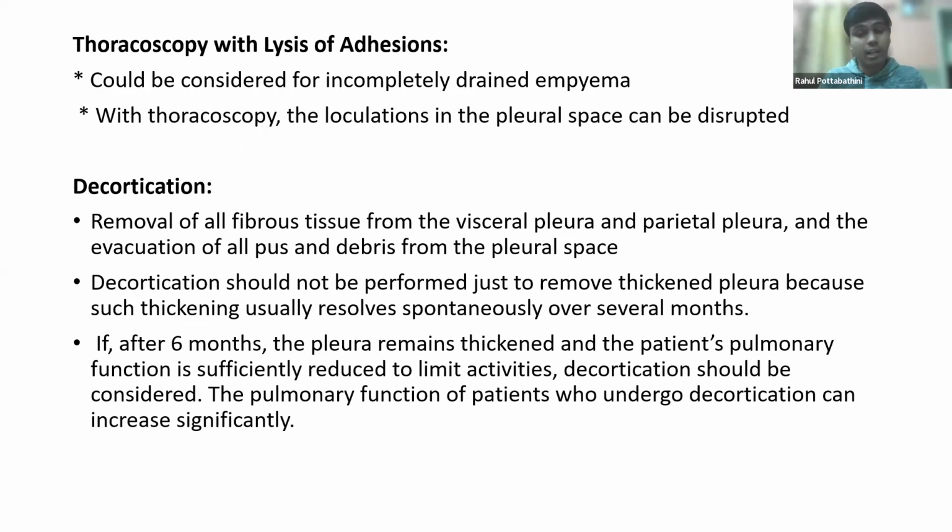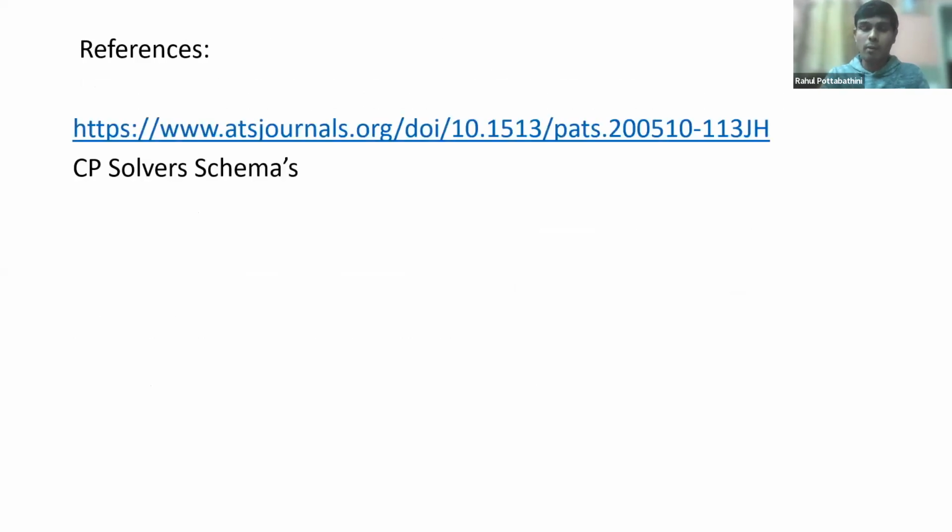Still, if the patient is not getting better, if you remember the fibroblastic phase and the formation of all the fibrosis, right? Now we have to remove all the fibrous tissue from the parietal pleura and visceral pleura, and evacuate all the pus, and that is called decortication. Moreover, literature says decortication should not just be performed to remove the thickened pleura, because the thickening usually resolves spontaneously over several months. But if the patient's pulmonary function is getting very poor, even after 6 months, it's time to consider decortication, because that significantly improves the activities of daily living of the patient and also the pulmonary function test. So these are my references from the American Thoracic Society and CP Solver Schema.